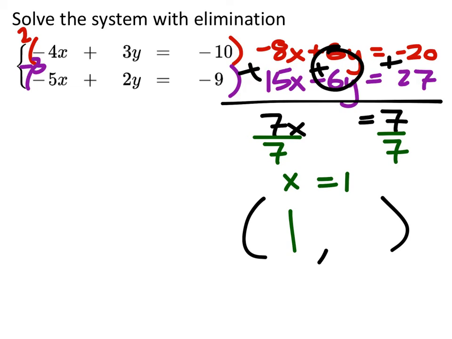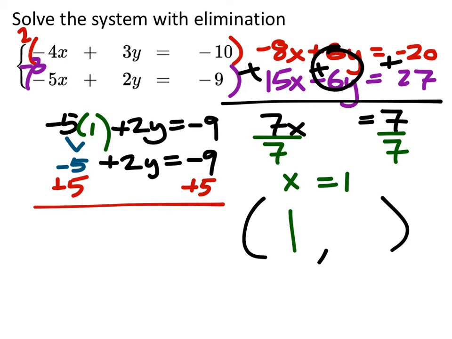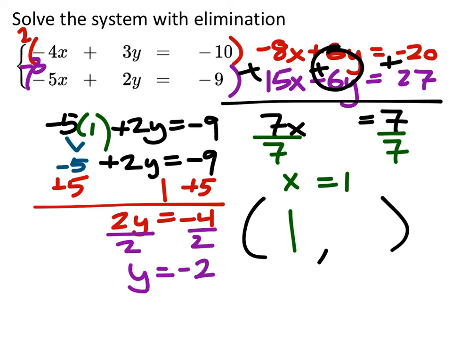All right, the bottom equation, negative 5 times, now x is 1. All right, so let's multiply the 5 and negative 5 and 1, so that's negative 5. And now we'll add 5 to both sides. So I got 2y equals negative 4. Divide both sides by 2, and y is negative 2.